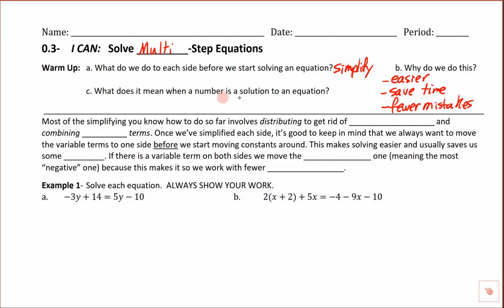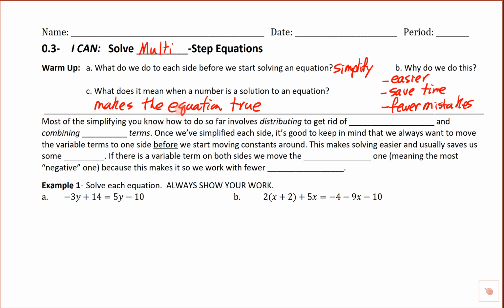Now, what does it mean when a number is a solution to an equation? Hopefully everybody's got this one down. We talked about it in the last section. The solution makes the equation true. So it makes the equation true. That's what it means to have a solution.